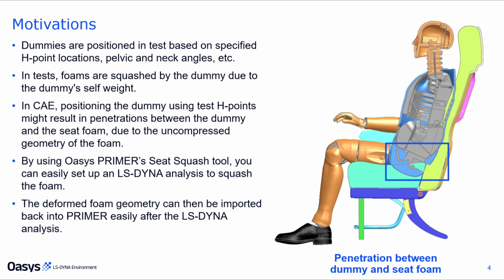Therefore, by using Oasys PRIMER's seat squash tool, we can easily set up an LS-DYNA analysis to squash the foam and remove this penetration. We can then take this deformed foam geometry and import it back into Primer easily after the LS-DYNA analysis.